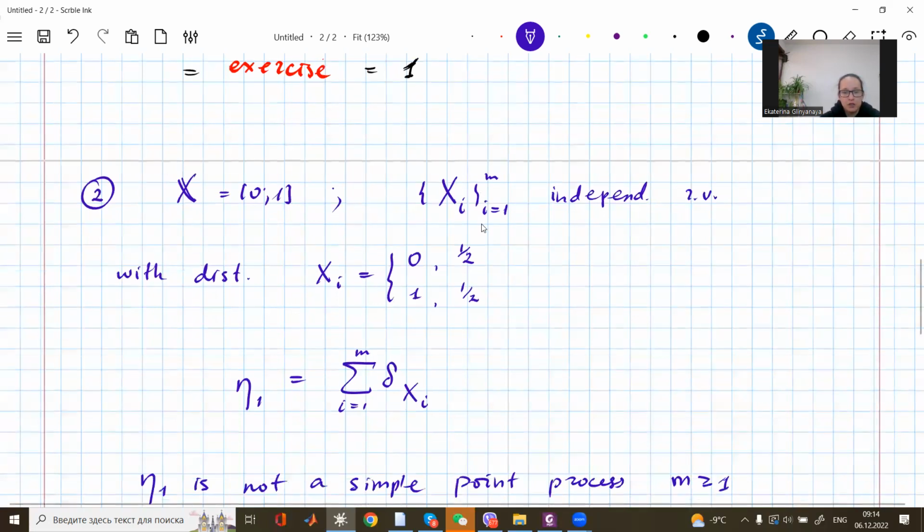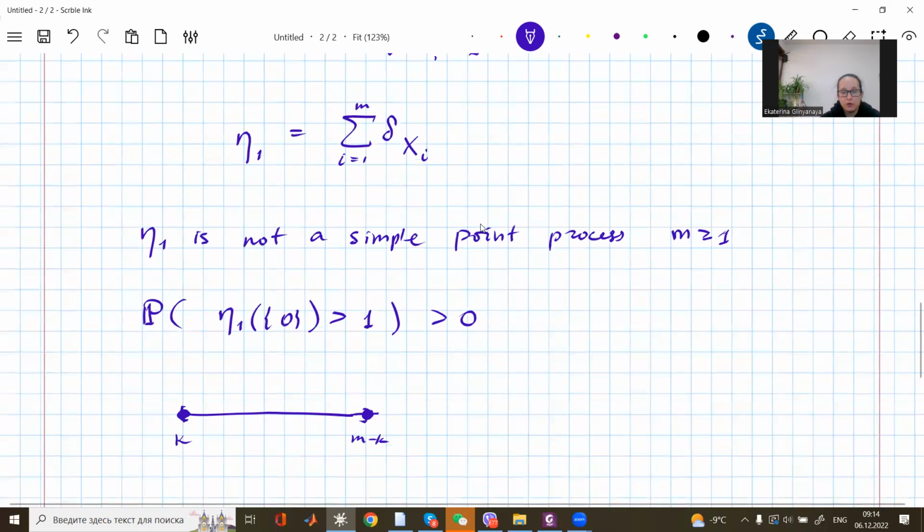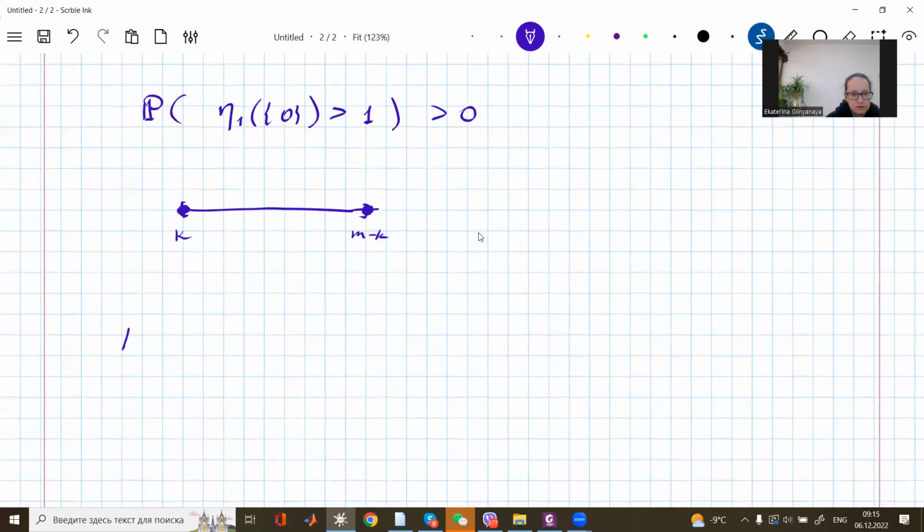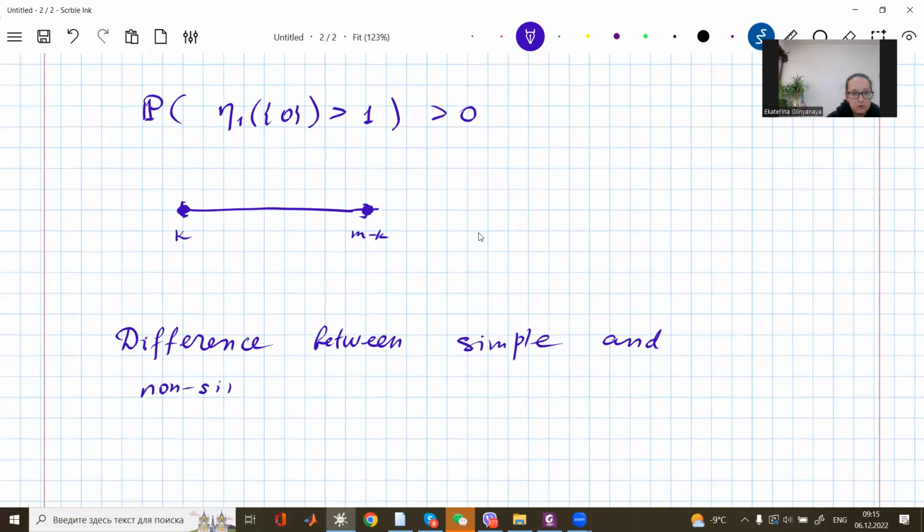And of course, for a simple point process, we know a little bit more. Let's see the difference between simple and non-simple point processes.